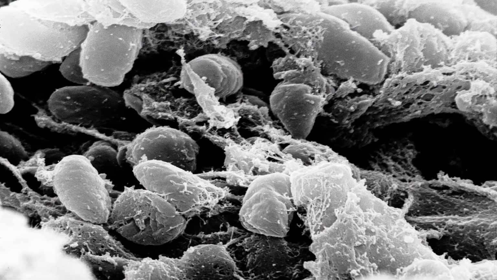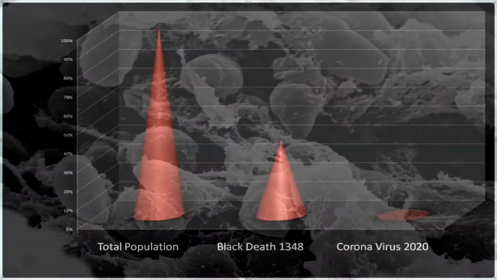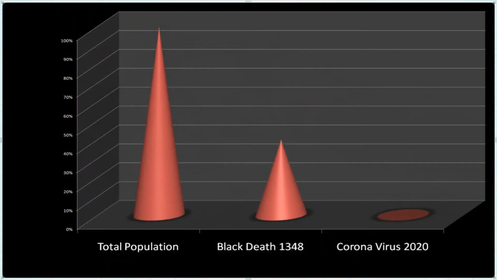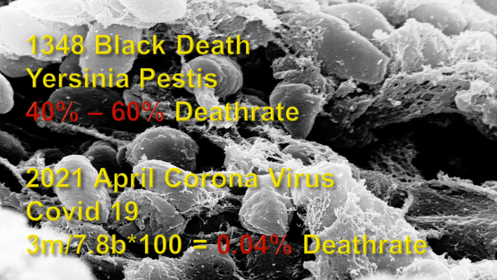Another thing that happens in 1348 is the Black Death. It's called Yersinia pestis, as shown in the microscope slide. Estimates of how many people this killed as a function of total population is 40 to 60%. Very, very high population death. If we compare that to the current coronavirus of 2020, at the end of March, about 3 million people have died of the coronavirus worldwide, but the population is 7.8 billion people.